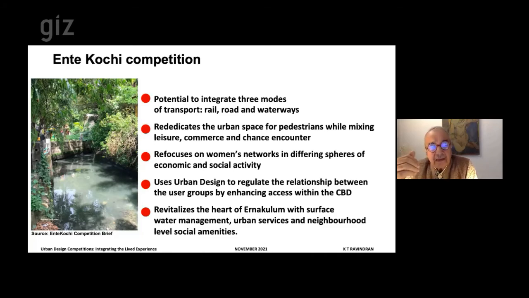It revitalizes the heart of the vernacular with surface water management, urban services, and neighborhood level social amenities. This has also been well played out in some of the schemes, particularly in scheme 1 and 2. These issues were well played out. However, there are other issues which I'd like to raise through the discussion regarding these aspects.